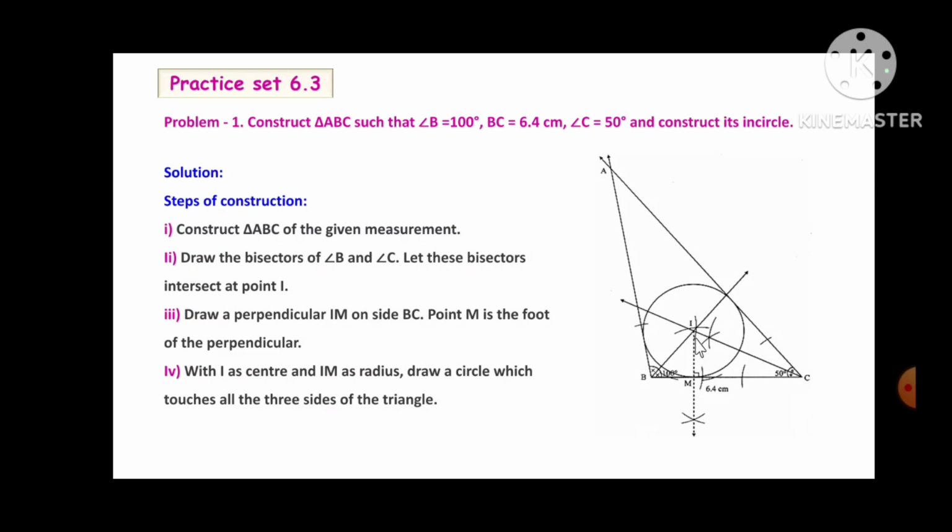Let these bisectors intersect at point I. Draw the perpendicular IM on the side BC. Point M is the foot of this perpendicular. With I as the center and radius equal to IM, draw the circle which touches all the sides of the given triangle, indicating that it is an incircle.